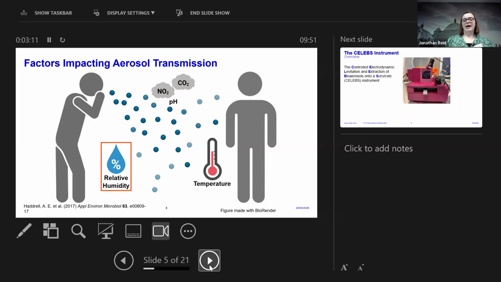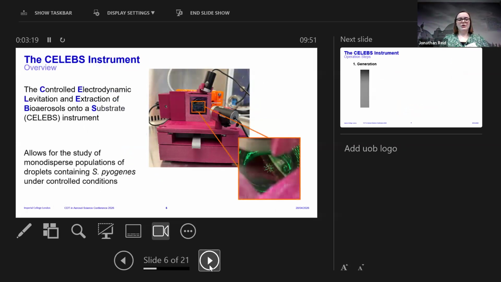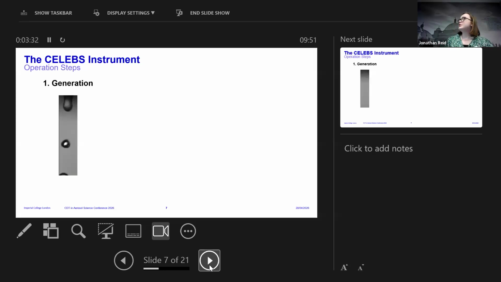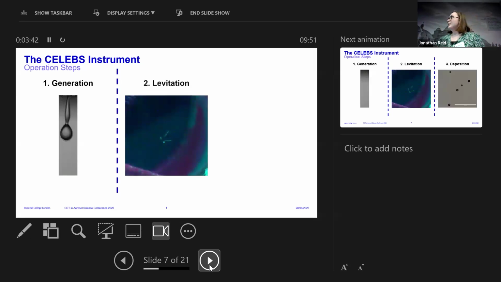In order to investigate how relative humidity impacts strep pyogenes when aerosolized, I've been using a CELEBS instrument, which allows us to study monodispersed populations of strep pyogenes droplets under controlled relative humidity conditions over time. The CELEBS operates in three key steps. The first is droplet generation from a droplet on-demand dispenser, so we load a known concentration of strep pyogenes into the dispenser and emit droplets from there. We then trap and levitate droplets for extended periods of time. This is where we expose them to the set relative humidity we're interested in.